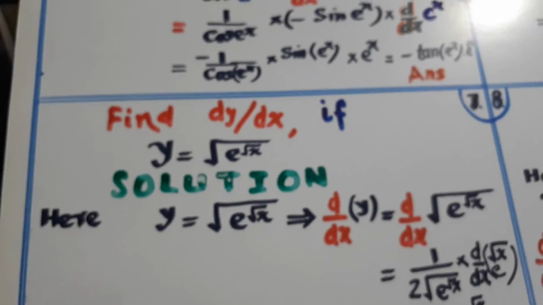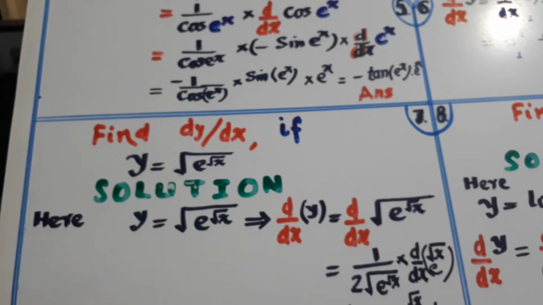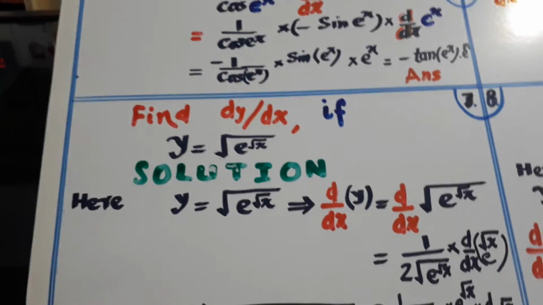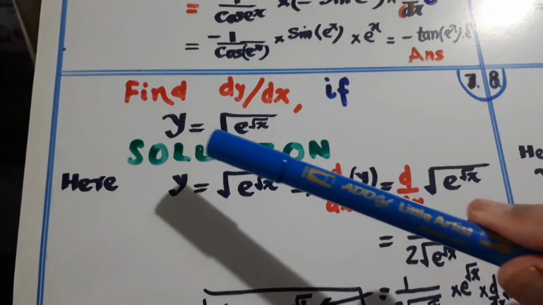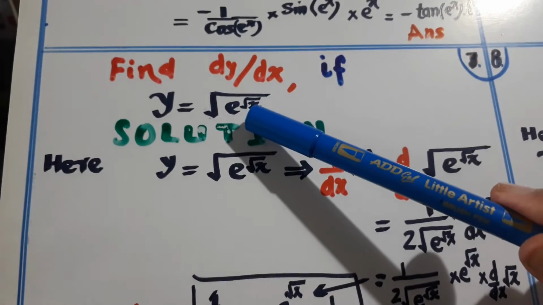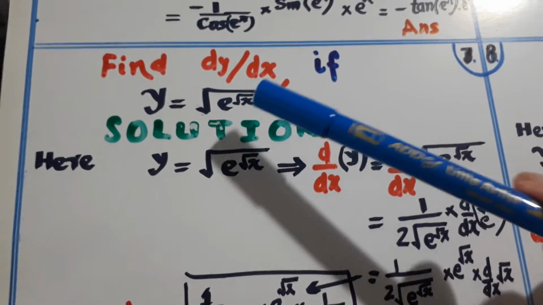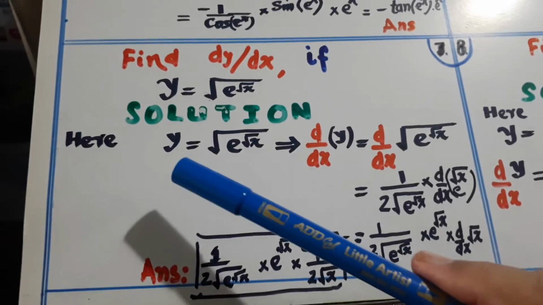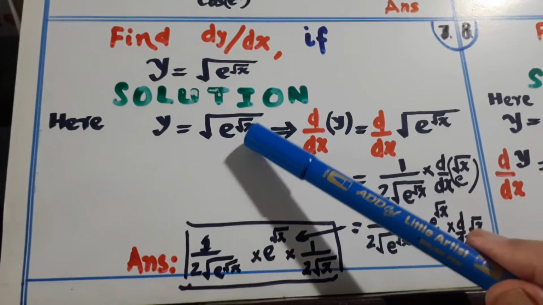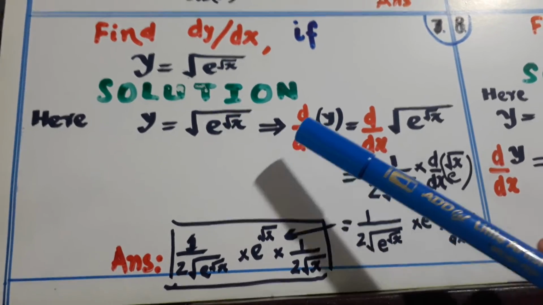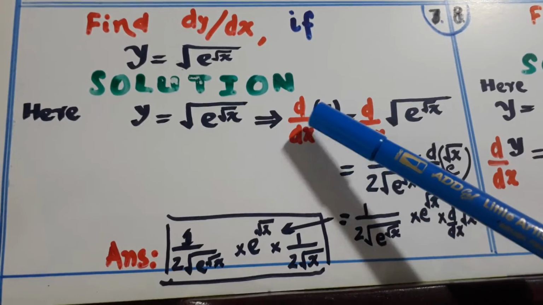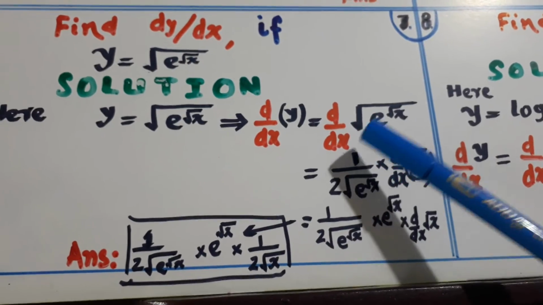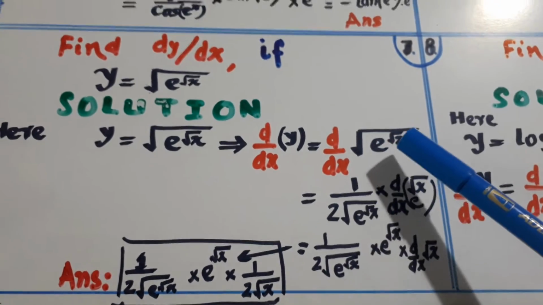Let us go to question number 7. It is y is equal to under root e raised to power under root x. Solution is, here y is under root e raised to power under root x. Take ddx of both sides. ddx of y is equal to ddx of under root e raised to power under root x.